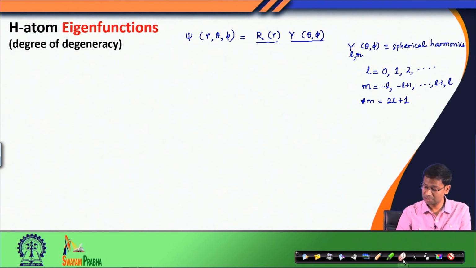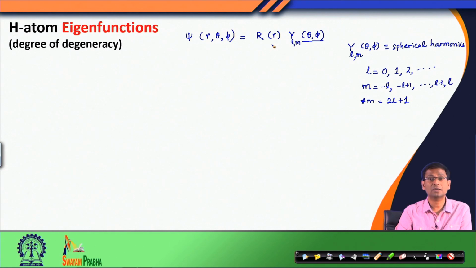So, what we would do is give this index Lm to this Y function, the spherical harmonics. This we knew from the angular momentum solution, so therefore, we used it.